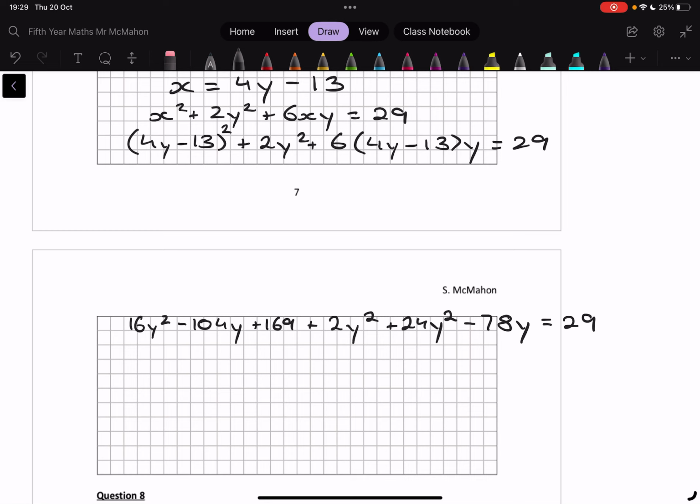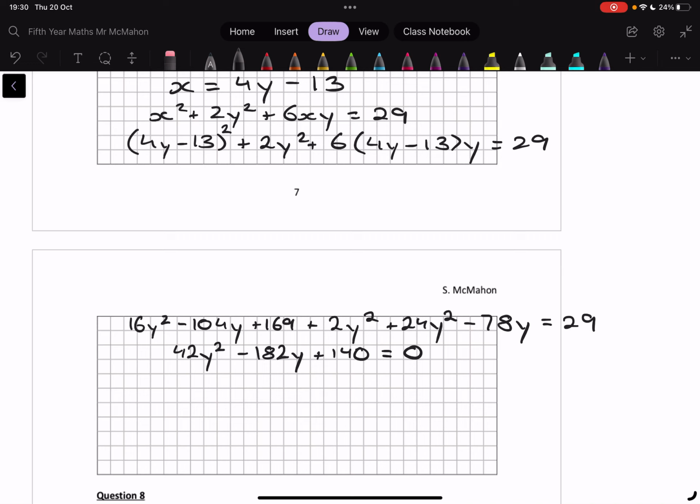So rearranging now just to tidy things up as best we can, we have the 16 plus the 24 plus the 2. That'll give us 42y squared. We can combine our y values, so we had 78 and 104, which gives us minus 182y. We have 169, and we can move the 29 over to the other side as well, or take it away from both sides, and we will end up with 140. And that's all equal to 0. Okay, at this point, we might like to reduce our question a little bit.